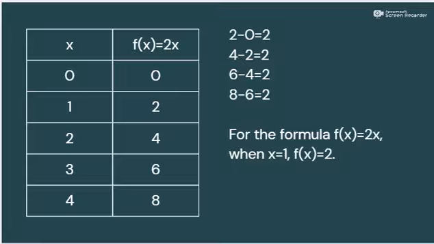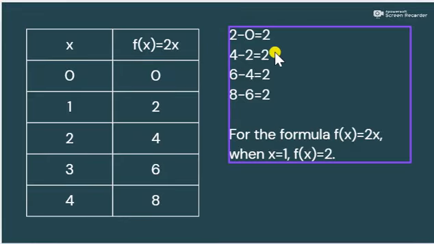Then if you take our values for f of x and subtract the first number from the second, 2 minus 0 is 2. 4 minus 2 is 2. 6 minus 4 is 2. And 8 minus 6 is 2. That means that the rate of change is steady, and it is 2.